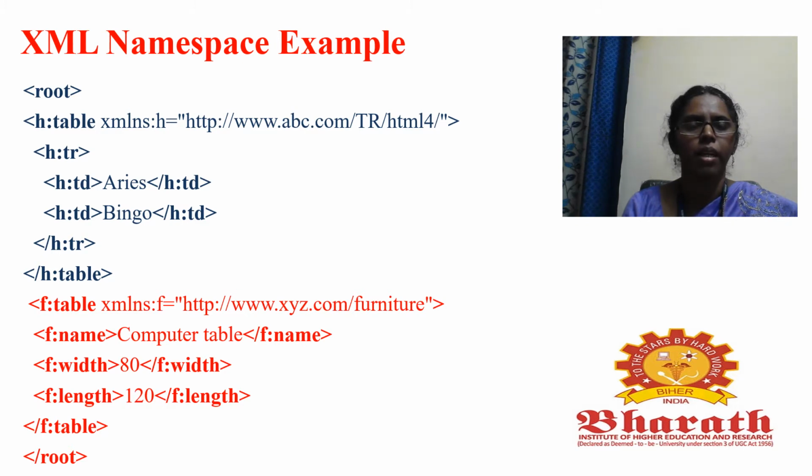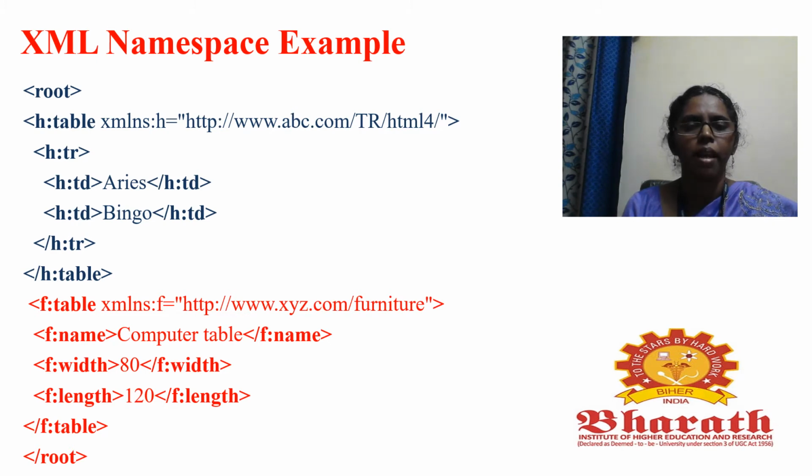h:tr. So we are creating one table row. Then we are storing the table data, arrays. We are storing another data, bingo. Then I am closing this table row. Then closing the table, H table. And next, if you look at the second part, F is equal to http://www.xyz.com/furniture. This is another source, another URL. That value is stored in F.